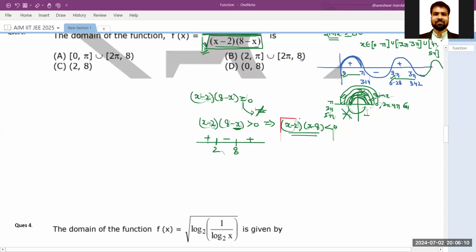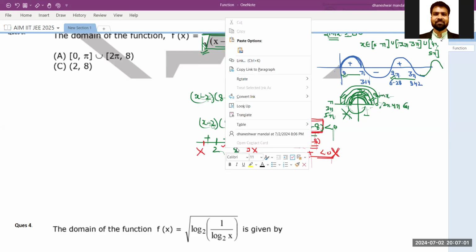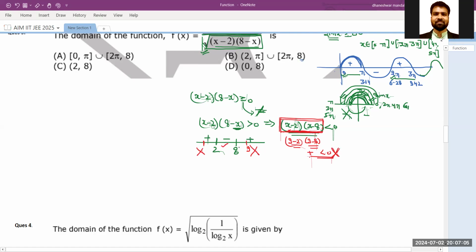See, here this whole term is negative. Just take one point from here and you will find the answer. If I take any number from here, say 9, then 9 minus 2 is positive and 9 minus 8 is also positive. So here we have a positive sign, and a positive number is less than 0. This is wrong, so I cannot take this region. Again, if I take any point from here, this whole expression becomes positive, and a positive expression is less than 0. This condition is wrong, so I cannot take it. If any expression is less than 0, then you have to take the negative sign in the Wavy method. If the expression is greater than 0, then you have to take the greater than 0 sign, which is nothing but the positive region.